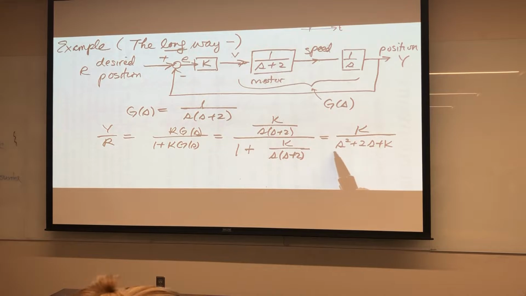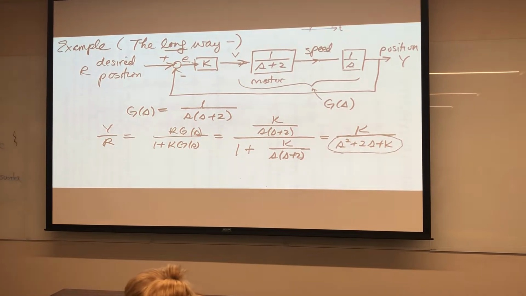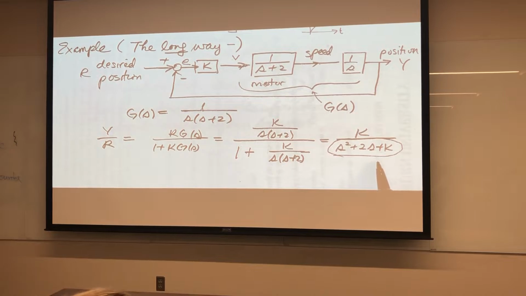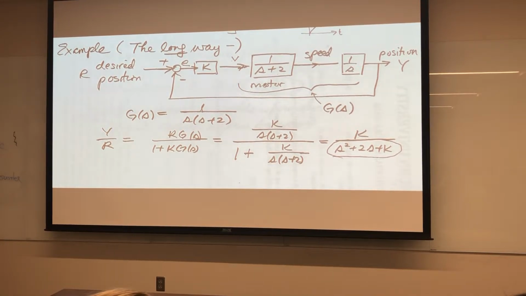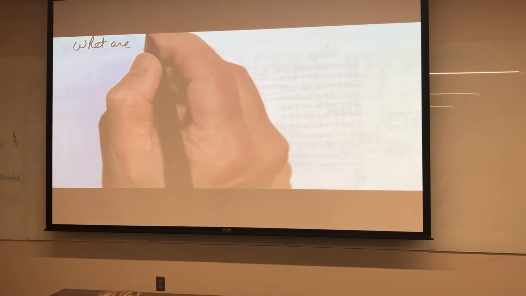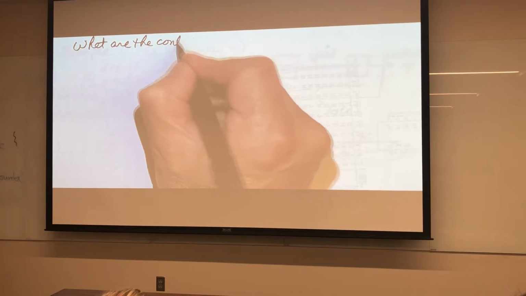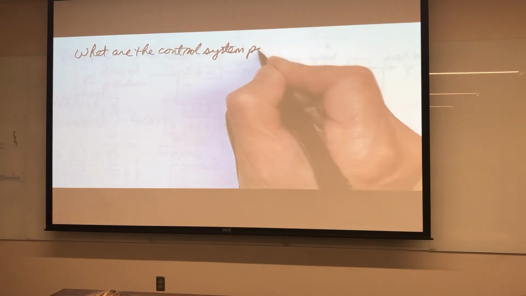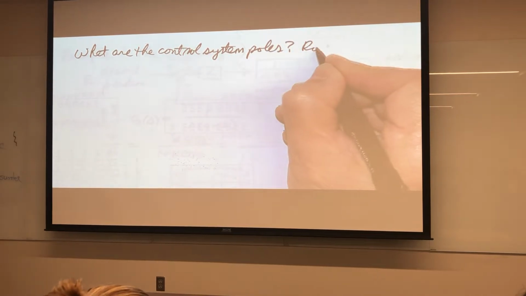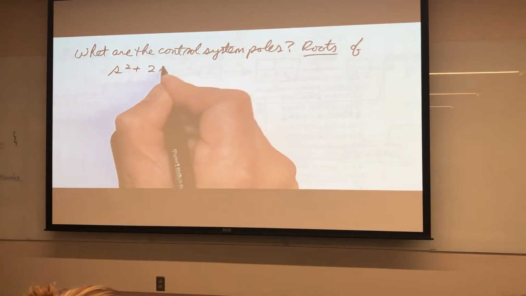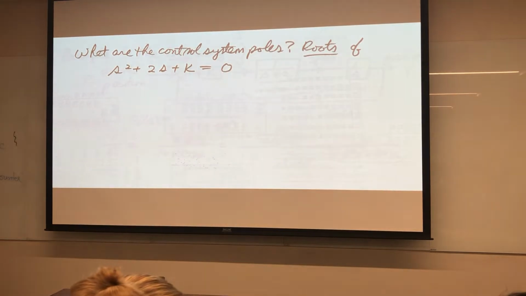And we're going to focus our attention on this, the closed loop characteristic polynomial. We want to find the roots of that. Notice that K is a number that we're going to adjust. Okay, and this is where our calculator work is going to come in. So what are the poles? What are the control system poles? They are the roots of s squared plus 2s plus k equal to 0.